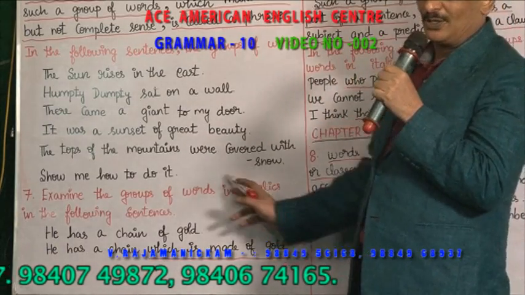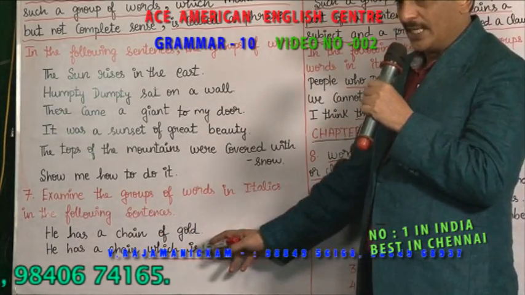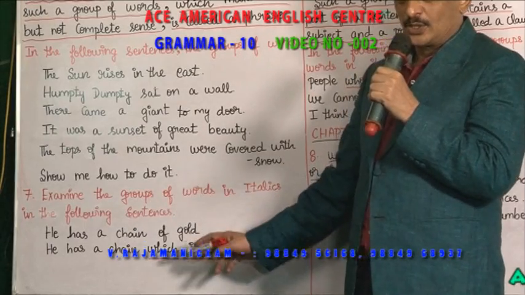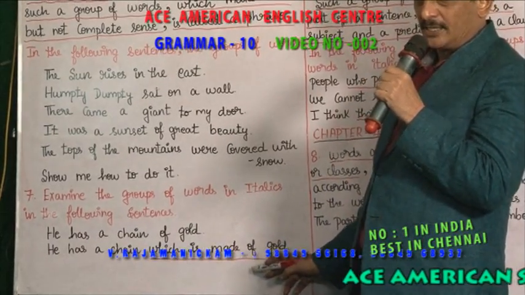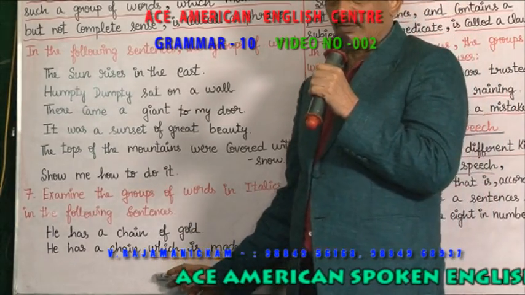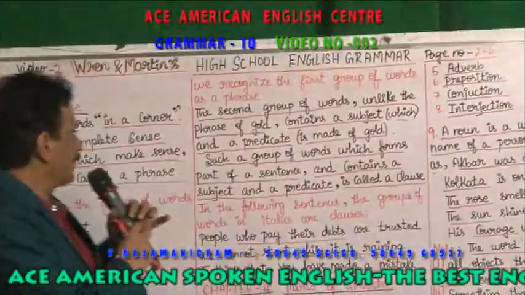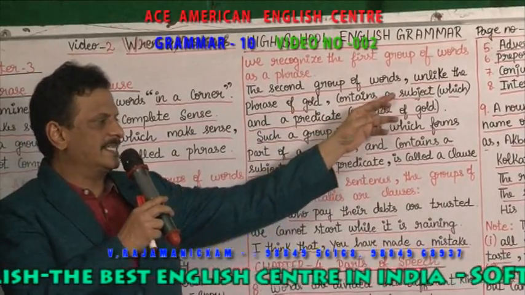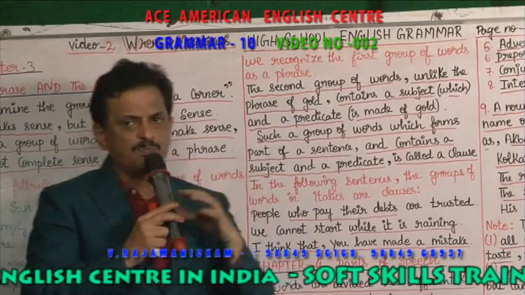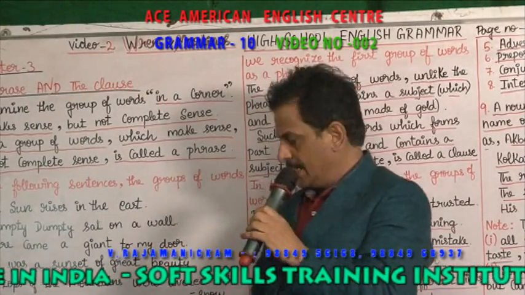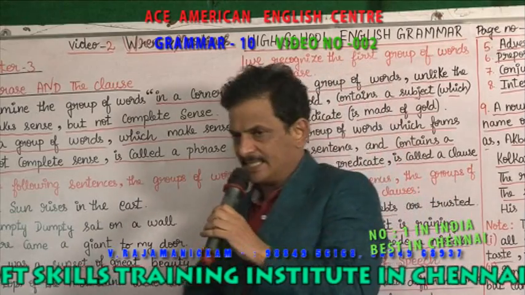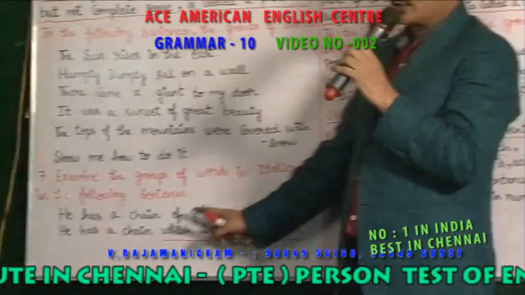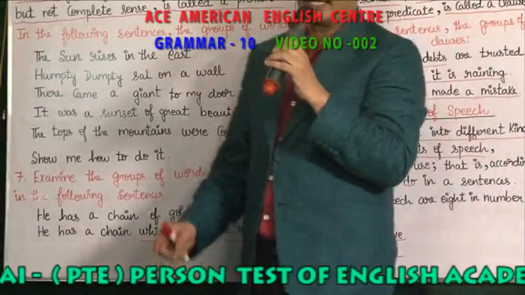So "which is made of gold" is called a clause. The verb is there: made of gold. Which stands for chain. So you have a subject, a verb, and an object, but this is a clause because "which" stands for the subject. We recognize the first group of words, "of gold," as a phrase, but the second group of words contains a subject, "which," and a predicate, "is made of gold."